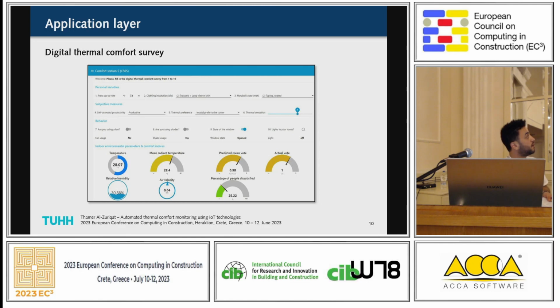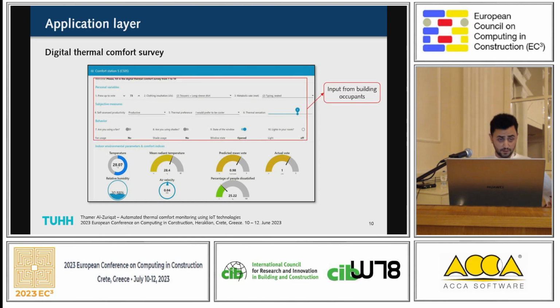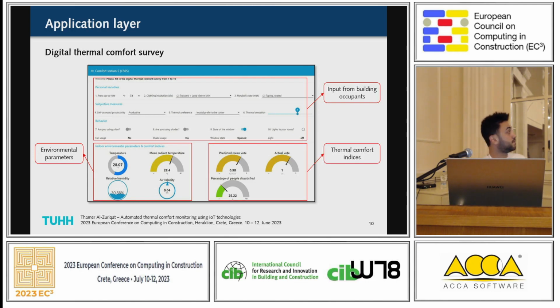So this is how our application layer looks. Here we have inputs from the building occupants, as I said before. And here we have the environmental parameters that get recorded by the sensors. And here we have the thermal comfort indices. On the left side we have the predicted mean vote according to the equations of the ASHRAE standards, and here we have the actual votes, which is what the building occupants are feeling.